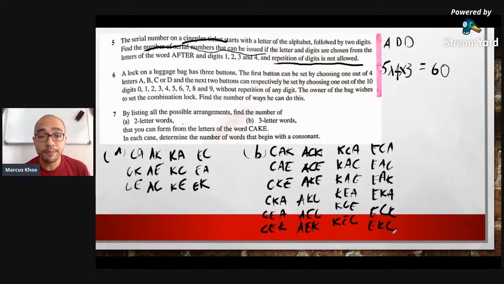So take a look. There are 12 possible two-letter arrangements, and then there's 4 times 6, which is 24 possible three-letter arrangements. This is very time consuming because you have to figure out one by one and think very logically. And remember that because we are permutating, every arrangement is different. CAK and CKA are two different arrangements, cannot be the same. But the question is, in each case, determine the number of words that begin with a consonant.